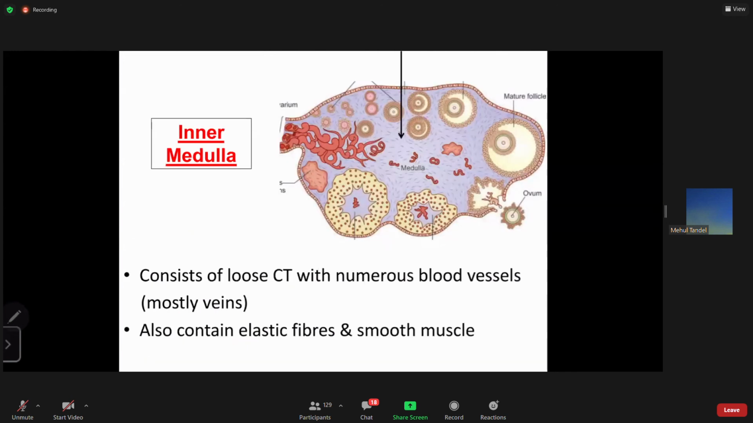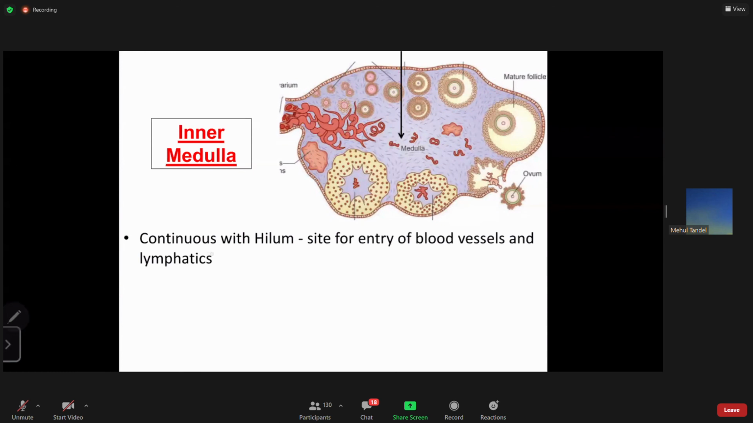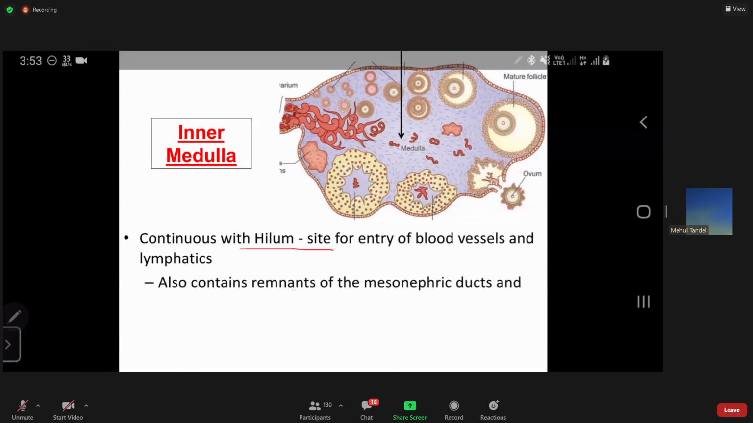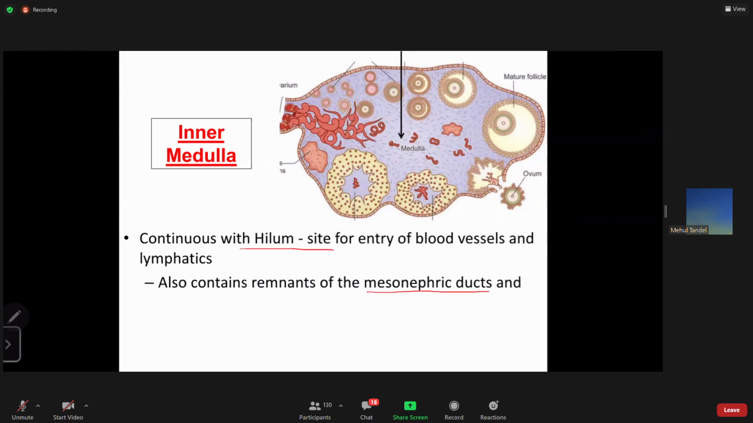Then medulla में क्या होता है? Inner medulla consists of loose connective tissue with numerous blood vessels, mostly veins. Also contains elastic fibers and smooth muscle. दूसरा क्या होता है? It is continuous with the hilum, the site of entry of blood vessels and lymphatics. Also contains remnants of the mesonephric duct.